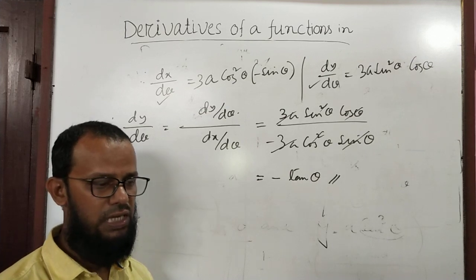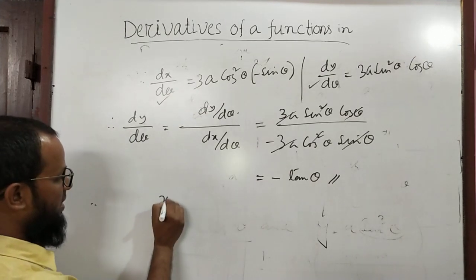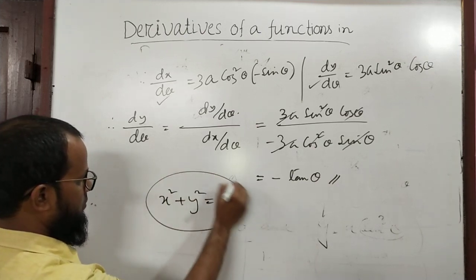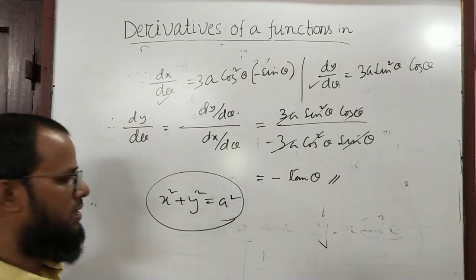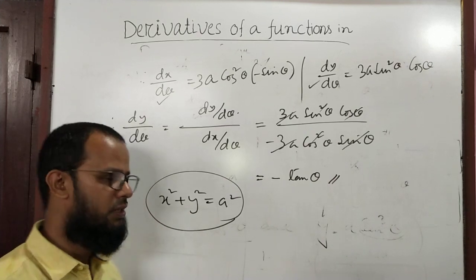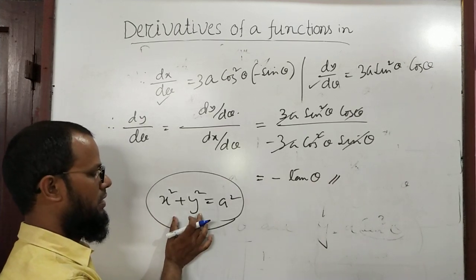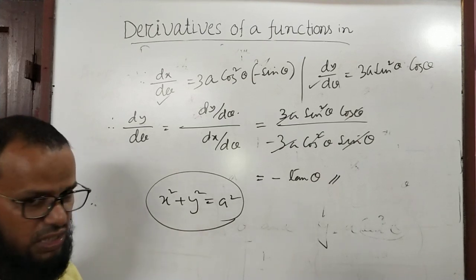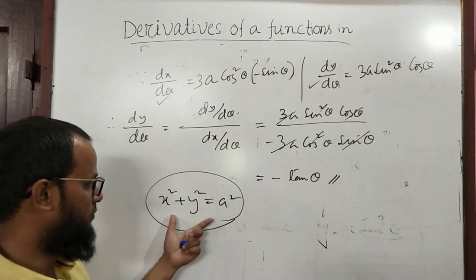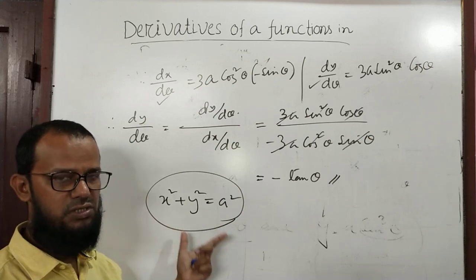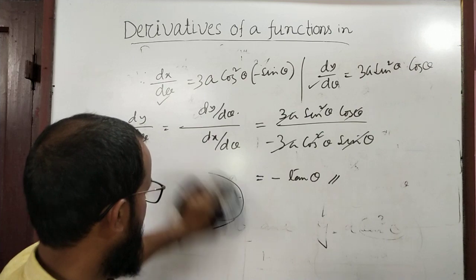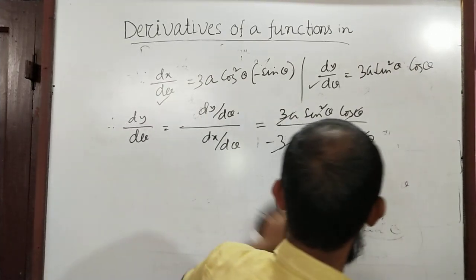There are many questions like that. Suppose a question comes in the exam: x square plus y square is equal to a square, find dy by dx using parametric form. First of all you reduce this equation into parametric form and hence find its derivative. So any type of Cartesian form will be given and you are going to reduce it into parametric form. Okay, so this is another method to solve this type of problem.